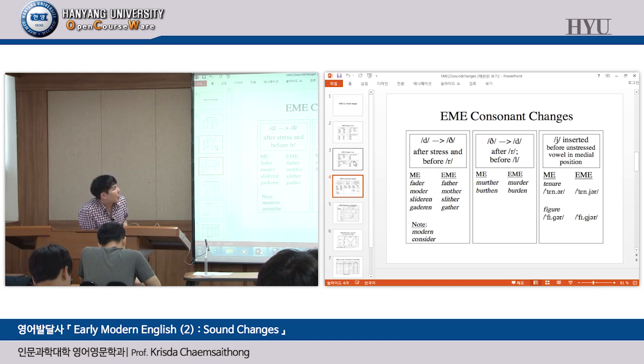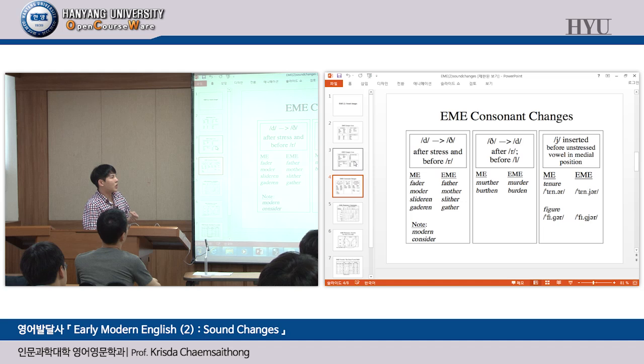And finally, the Y sound is inserted before unstressed vowels in medial position. So tenure, you insert the Y sound in there, right? So we have tenure, like that. This is the modern pronunciation that we have. You insert the glide sound, Y, between the unstressed vowel in medial position and the final syllable. So figure became figure, like that. This is the present day pronunciation of the insertion, right?